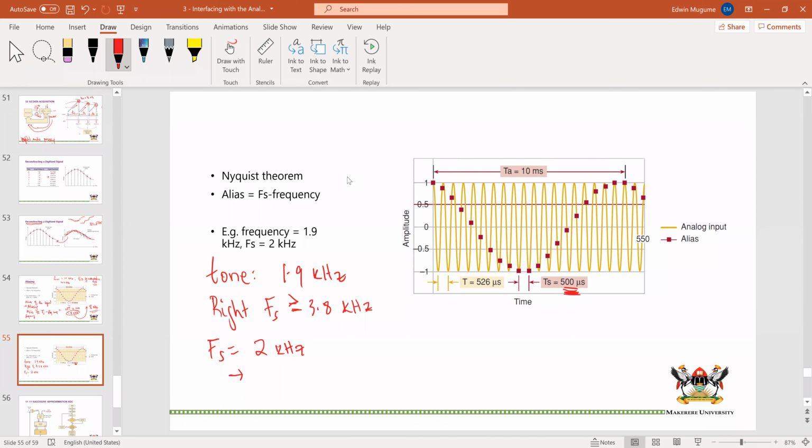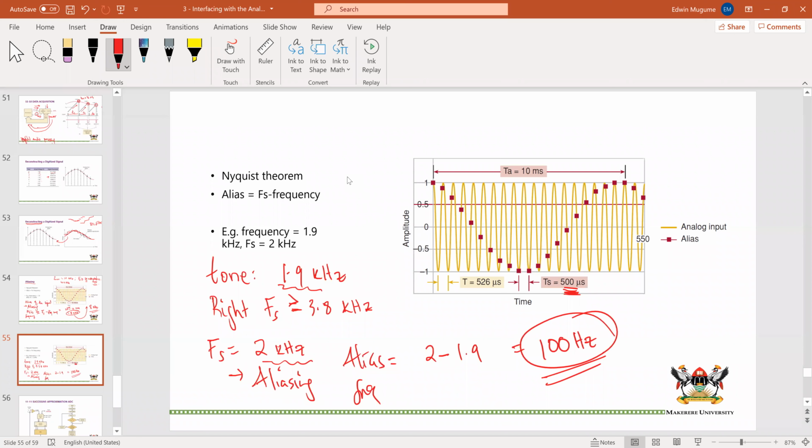And we know that in this case, because the frequency of sampling is below the right one, we are going to create what we have already called aliasing. And the alias frequency is going to be equal to 2 minus that signal, 1.9, which is equal to 100 hertz.